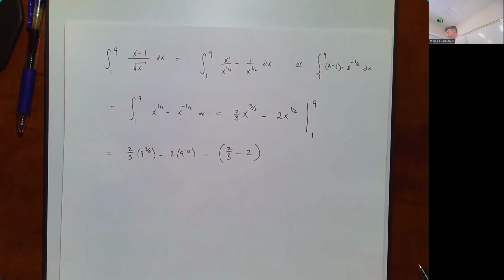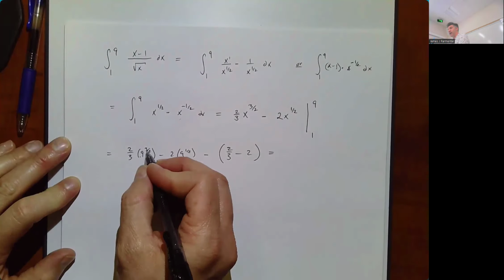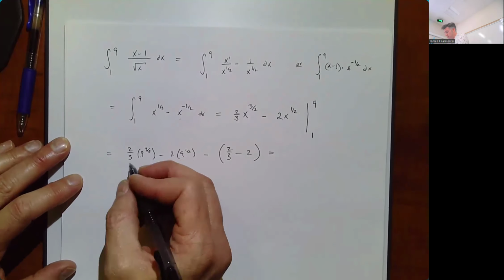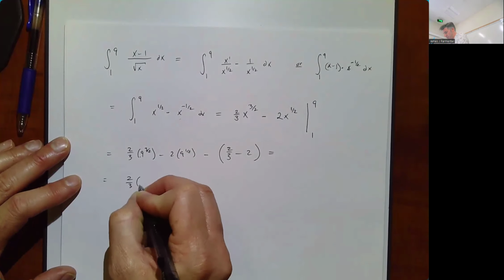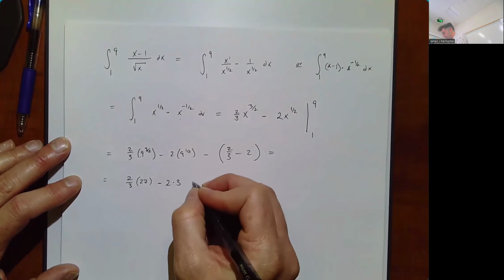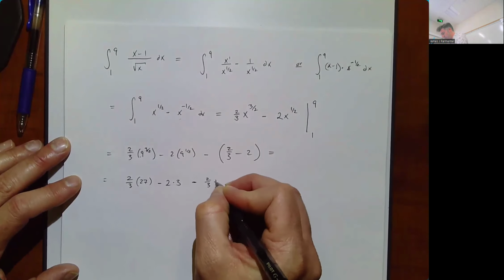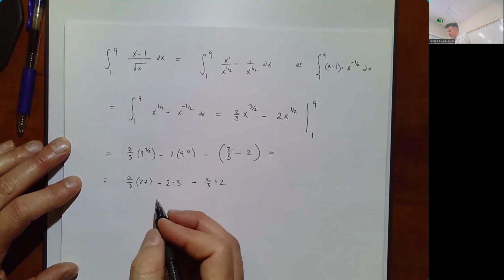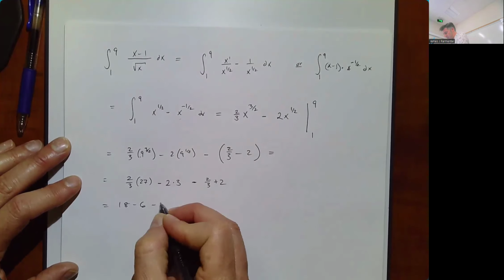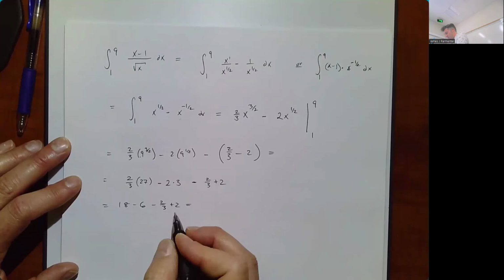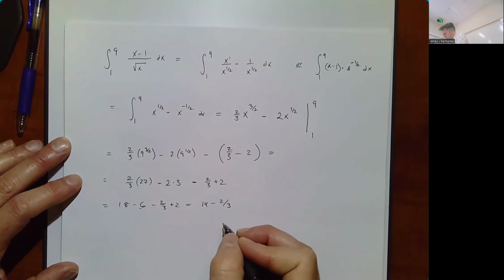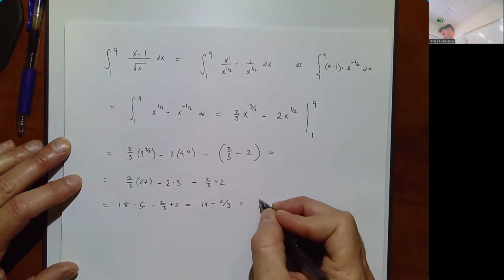And then we should simplify this because we can. 9 to the 3/2 is the square root of 9, which is 3, cubed, which is 27. So we have 2/3 times 27 minus 2 times the square root of 9, which is 3, minus 2/3 plus 2. And then 2/3 times 27 is 2 times 9, which is 18, minus 6, minus 2/3 plus 2. We've got 12 plus 2 is 14, minus 2/3. And then that's 42/3 minus 2/3, which is 40/3.